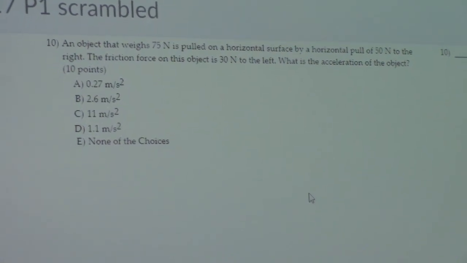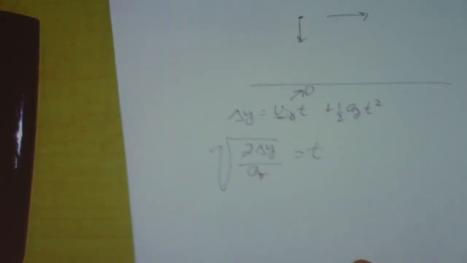An object that weighs 75 newtons, okay, so the weight is m times g, it's 75 newtons, is pulled on a horizontal surface by a 50 newton force to the right, and the frictional force is 30 newtons to the left. How much is the acceleration? Okay, so the weight is 75 newtons. We can get the mass if we want to.